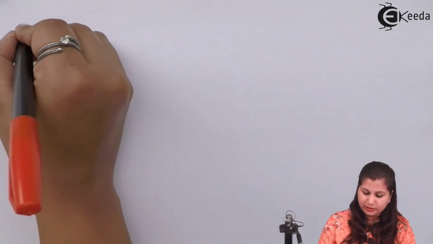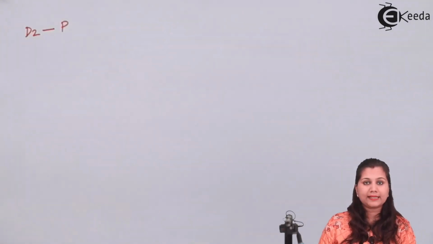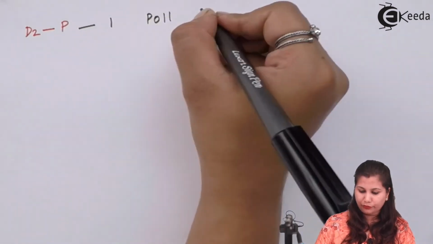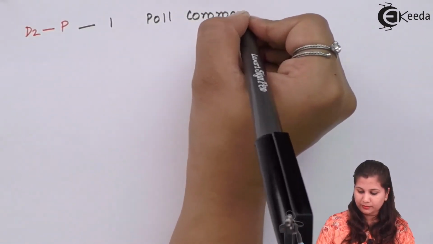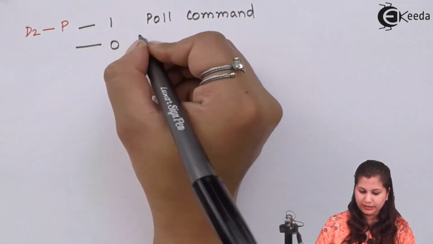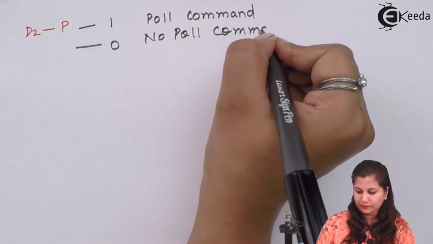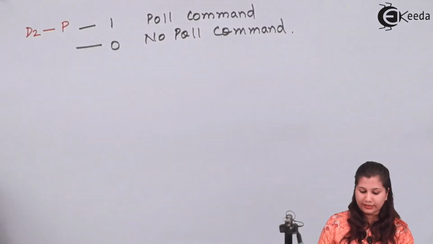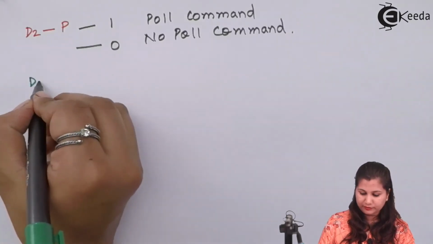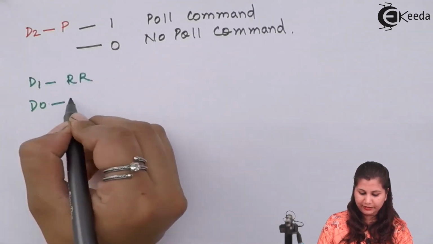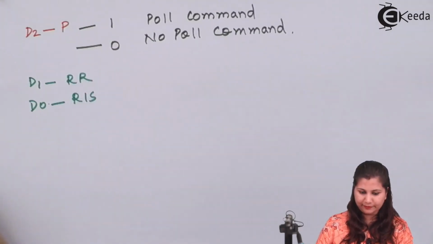This D2 bit is denoted as P. One of the modes of operation of 8259 is the poll mode. So if this P bit is 1, then 8259 will send the poll command, and if it is 0, then there is no poll command. Then we have D1 and D0. D1 is RR and D0 is RIS.